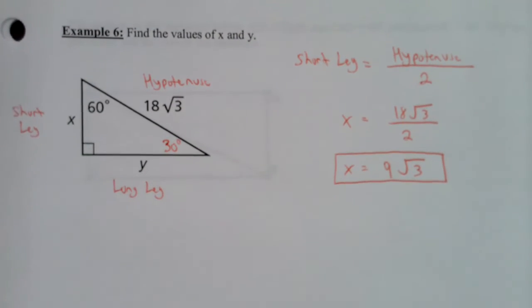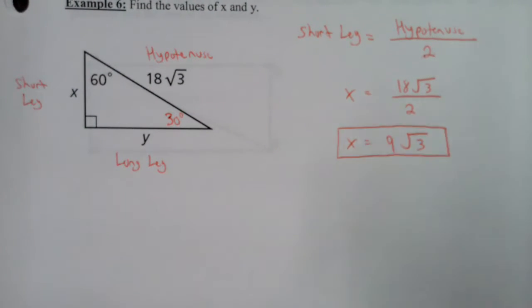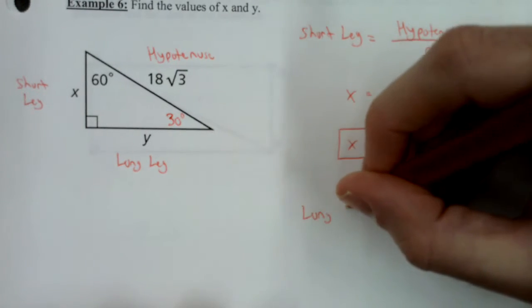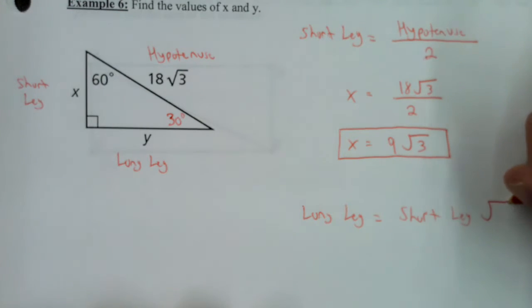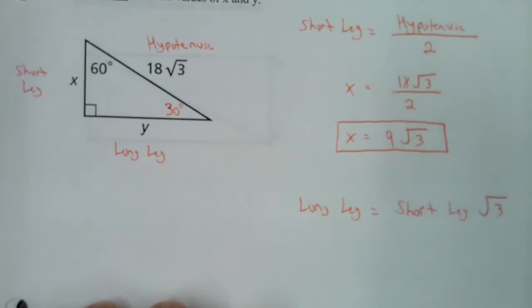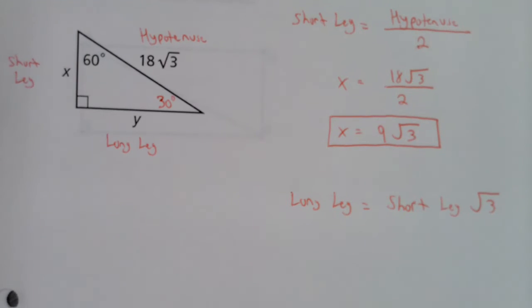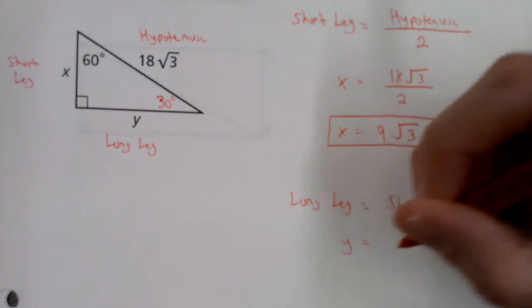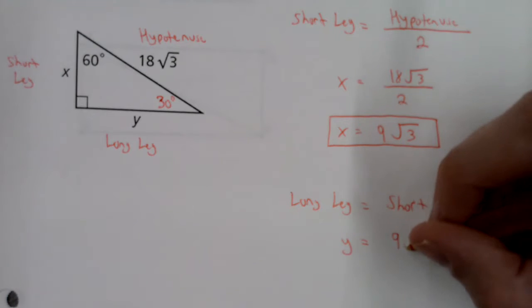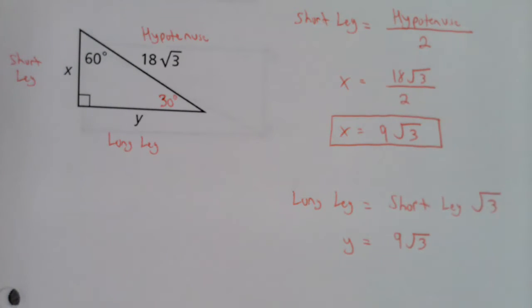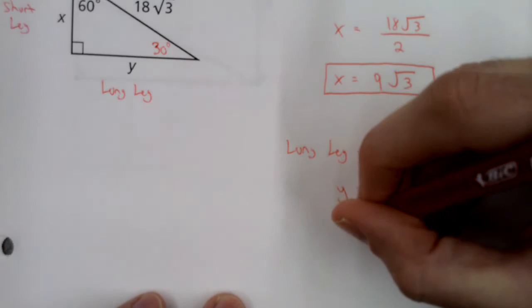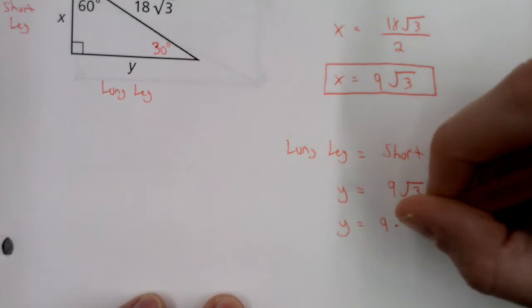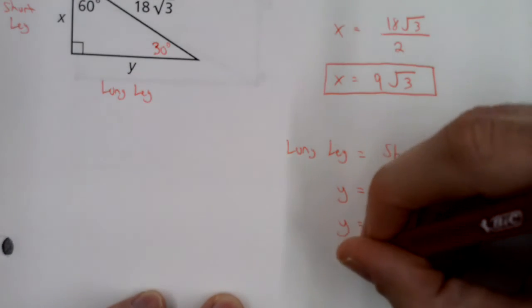And now let's solve for the long leg. Let's use one of the formulas from the page right before this. I'm going to use the formula long leg equals short leg times square root of 3. So y equals the short leg, which we just established was 9 square root of 3, times the square root of 3. Square root of 3 times square root of 3 is 3. So y equals 9 times 3, which is 27.